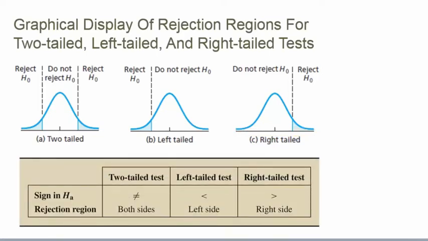For a two-tailed test, the sign in HA will be not equal to, and the rejection region would be on both sides. For a left-tailed test, the sign in HA would be less than, and the rejection region would be the left side. For a right-tailed test, the sign in HA would be greater than, and the rejection region would be the right side.